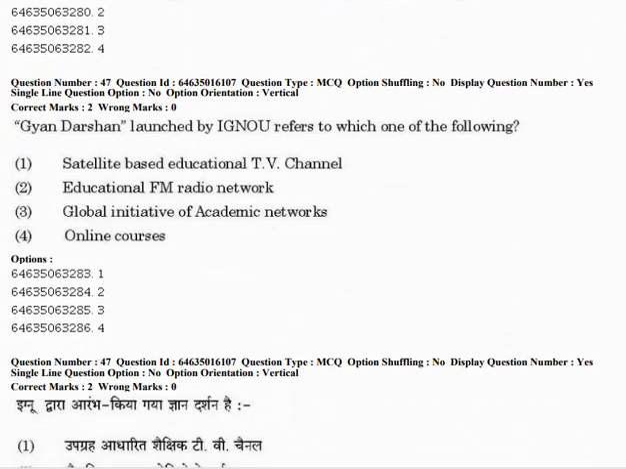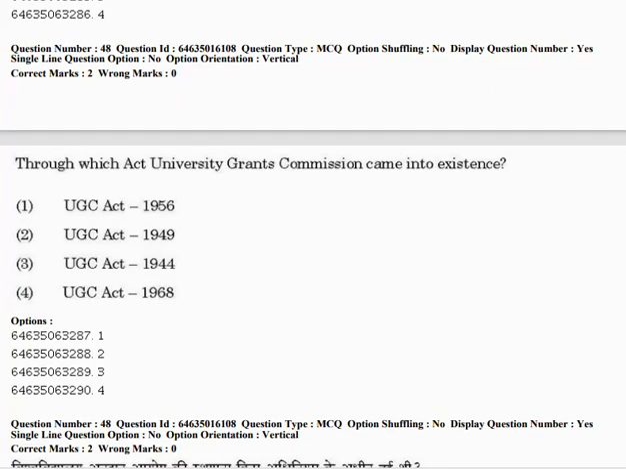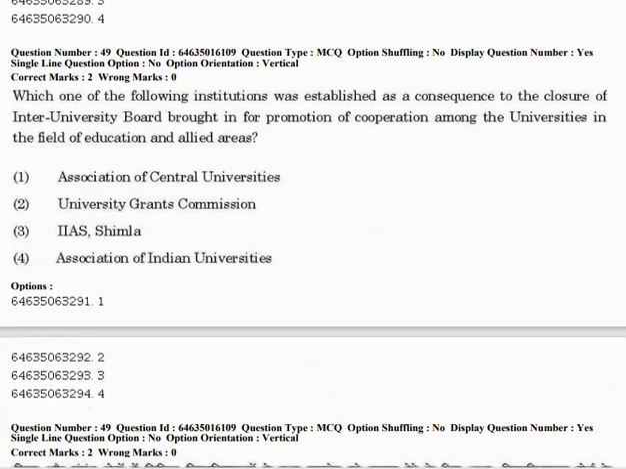47. Gyan Darshan launched by IGNOU refers to one of the following satellite based educational TV channel. यूनिवर्सिटी ग्रांट कमीशन ये establish किया गया था UGC Act 1956 के द्वारा. 49. Which of the following institution was established as the consequence of closure of inter-university board brought in the promotion of cooperation among the universities in the field of allied areas? It is Association of Indian Universities.